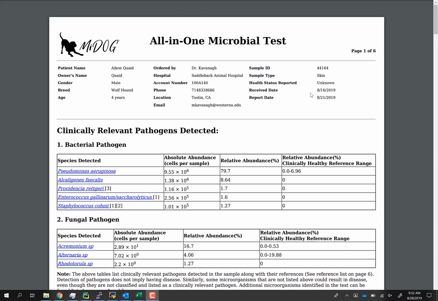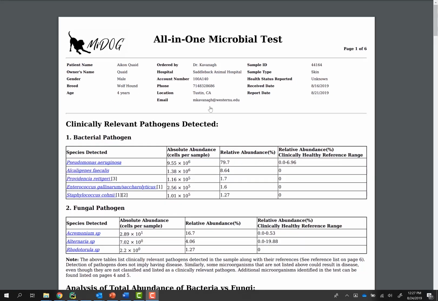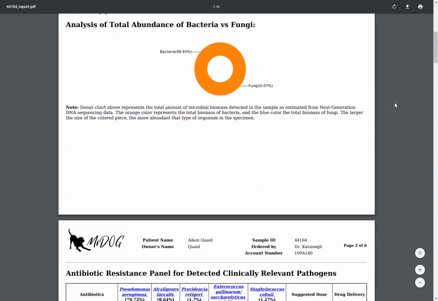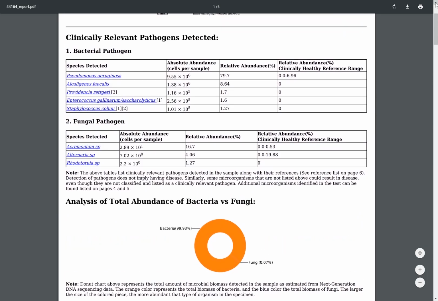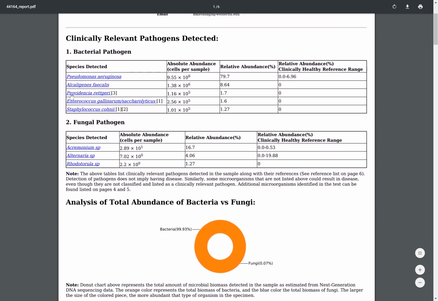I'm here to discuss the interpretation of the microbial test. First thing we look at in the top section is the animal and hospital information, which is standard on most lab reports. As we go down the report, the next thing we see is the bacteria pathogens and the fungal pathogens that we possibly see in the sample that was submitted. These are the most abundant that were identified in the sample.